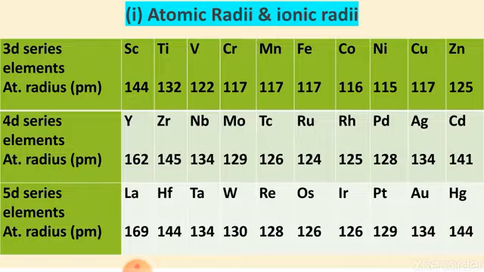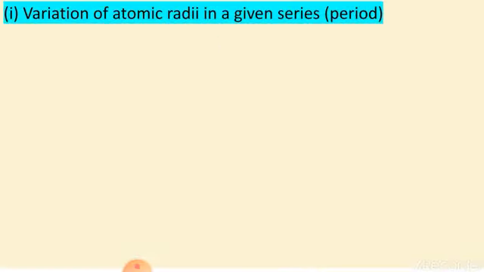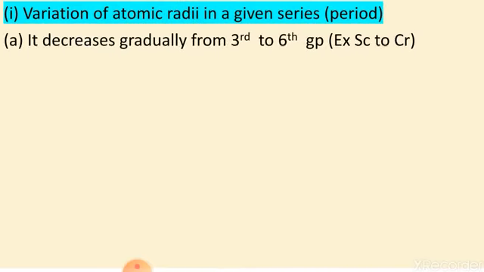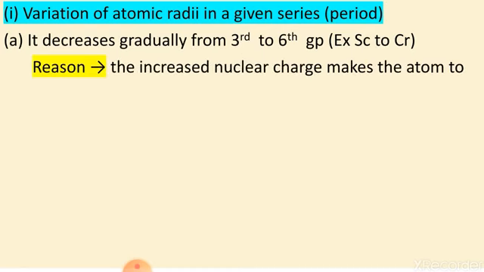So nowadays students, let us focus on the variation of atomic and ionic radii down the group or in a period. So first of all, you have to focus on the variation of atomic radii in a given series, that is known as period. So look at the table which I have given here. It decreases gradually from third to sixth group, that is, third group belongs to scandium and sixth group basically belongs to chromium. So examples are also given, scandium to chromium.